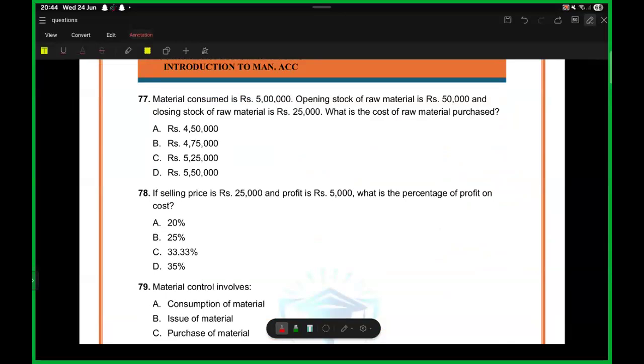Okay, so 77. Material consumed is 500,000 RS. That is the Indian currency. Opening stock of raw material is 50,000 RS. And then closing stock of raw material is 25,000 RS. What is the cost of raw material purchased?